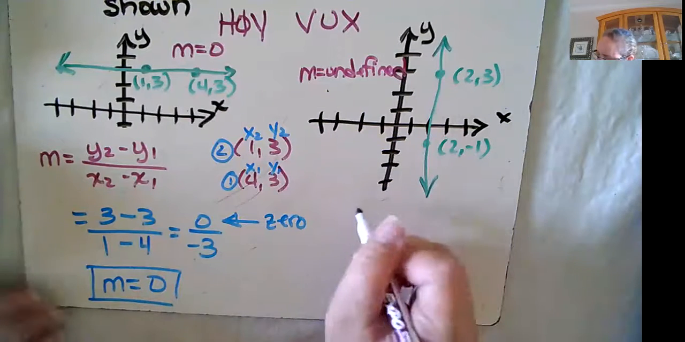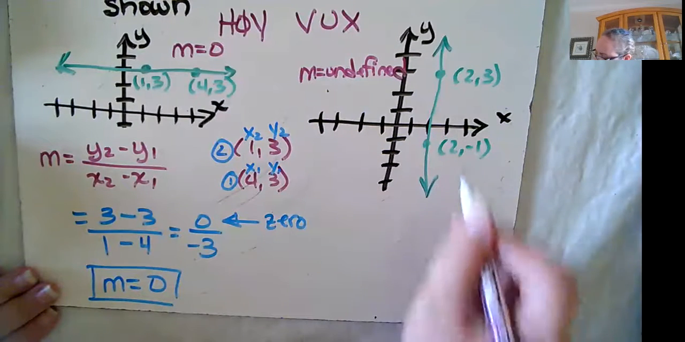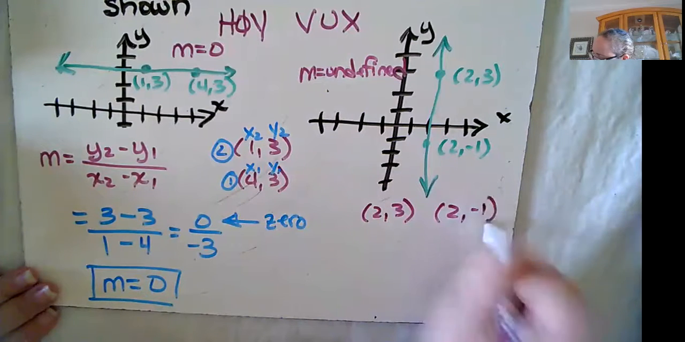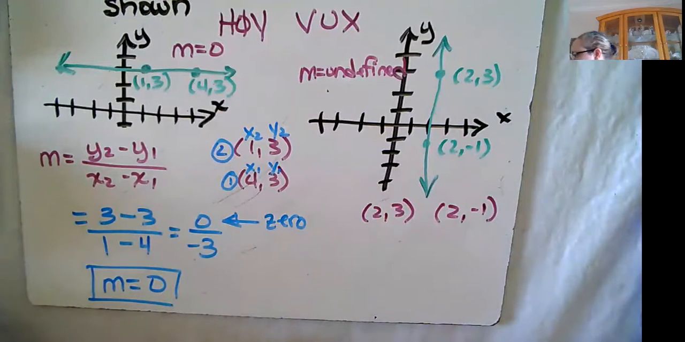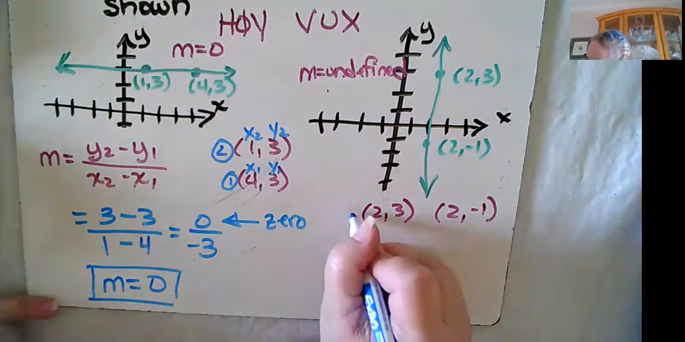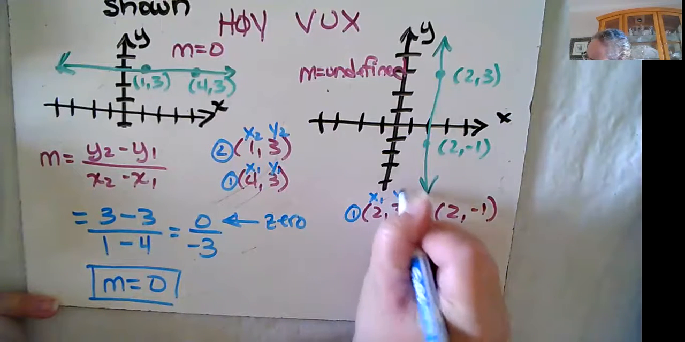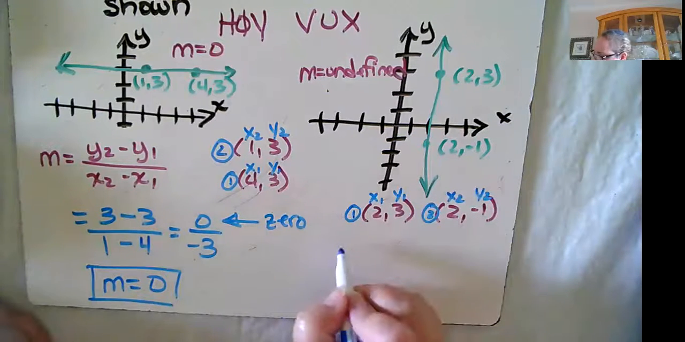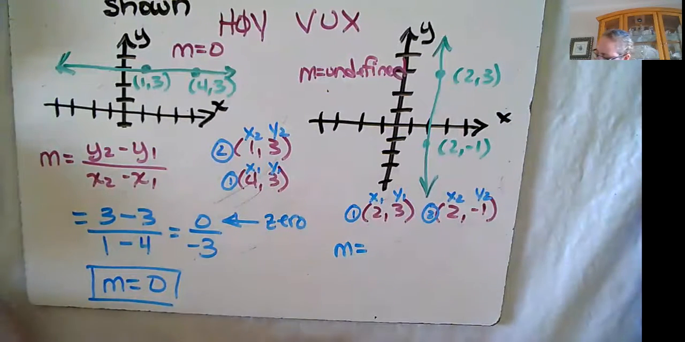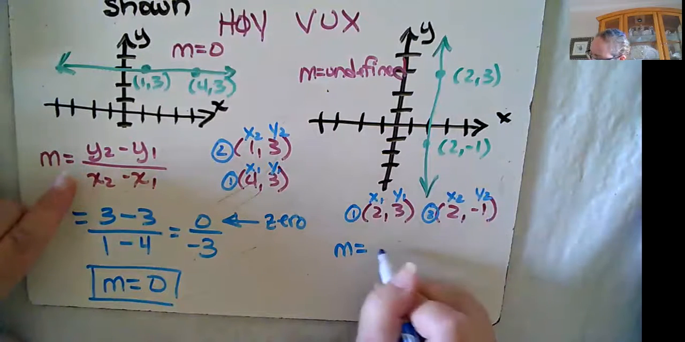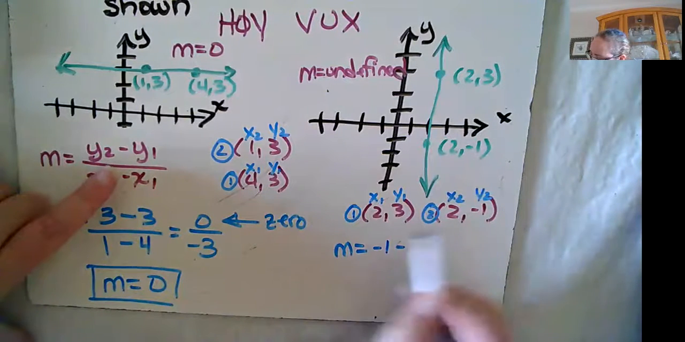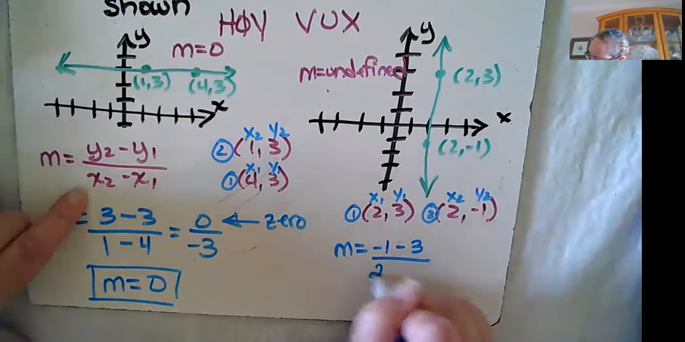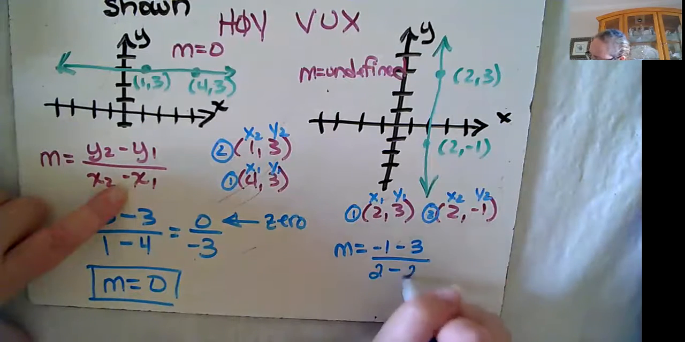So now we're going to prove it. Same formula. We're going to take our ordered pairs, 2, 3, 2, -1. Use blue again. And let's label. It's going to be number 1, so x1, y1. This is number 2, so x2, y2. And we're going to plug it into our slope formula. y2 is -1 minus y1, which is 3, over x2, which is 2, minus 2.